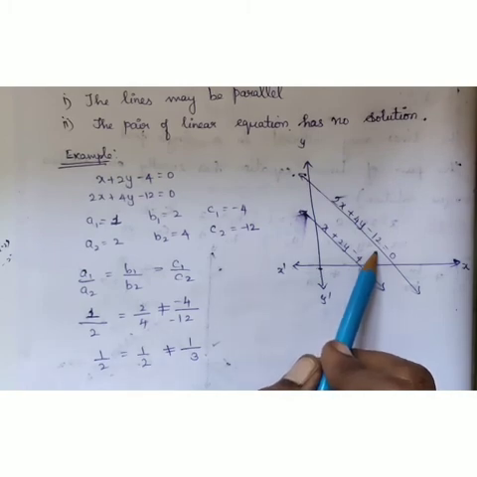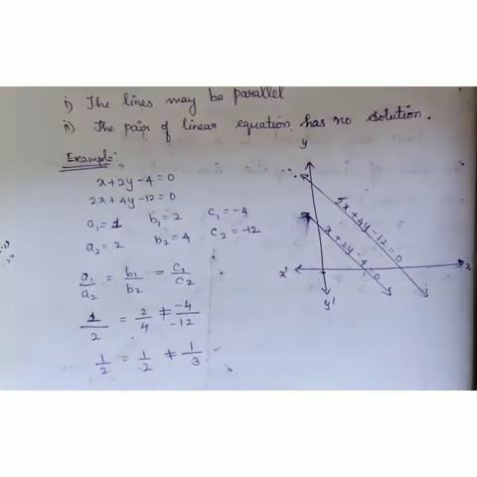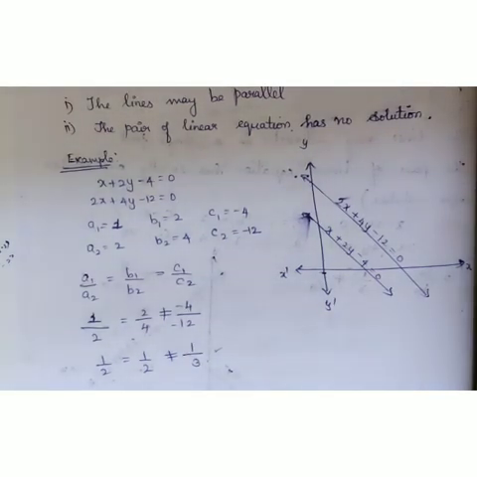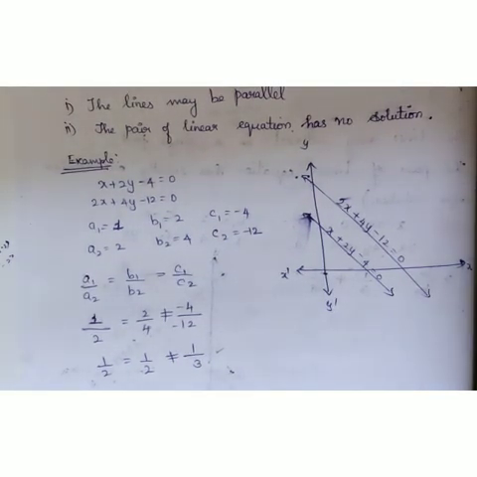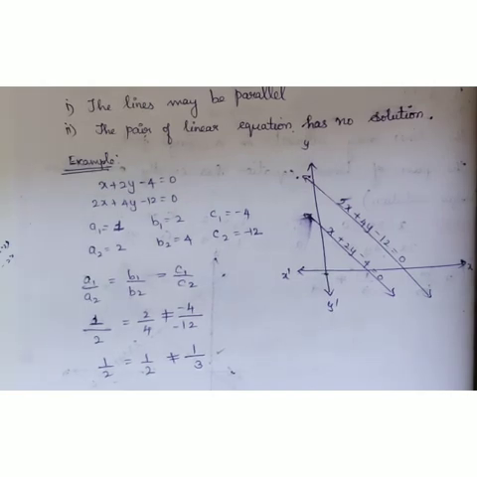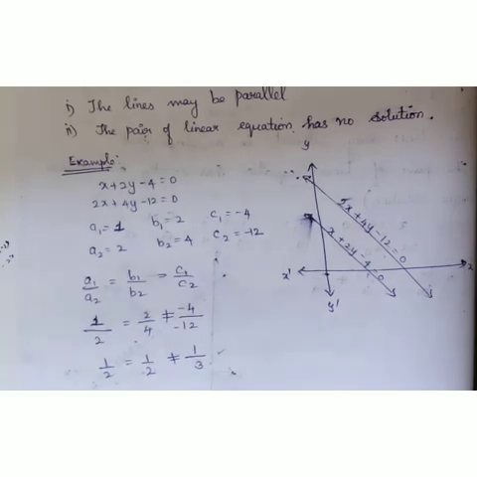When the two lines do not intersect, it does not have a solution. So in the graphical method also we have three types of solution. One is a unique solution, the second is infinitely many solutions, the third is no solution.